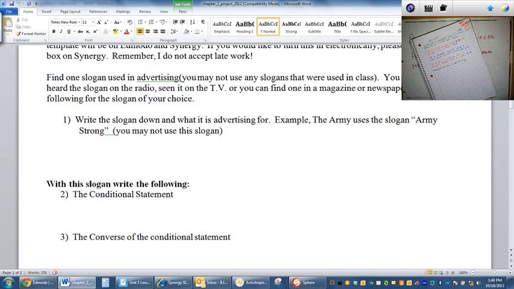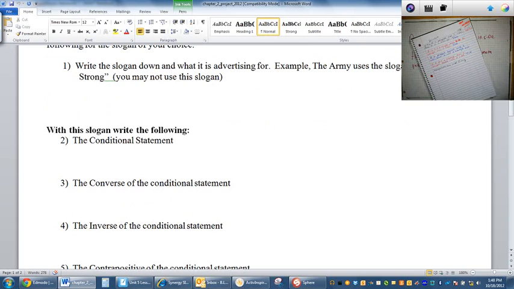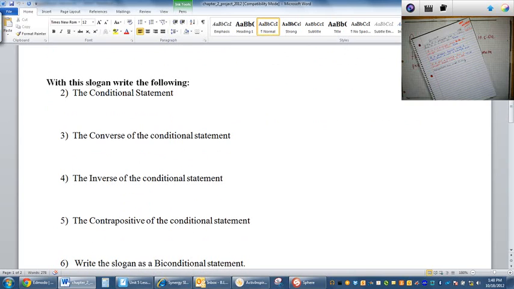All right, the Army uses the slogan, Army Strong. So what would the conditional statement be? The conditional statement that I came up with was, if you're in the Army, then you're Army Strong. It's pretty straightforward, right? So then what it wants us to do is write everything we've learned so far. The converse of that would be, if you're Army Strong, then you're in the Army. The inverse would be, if you're not in the Army, then you're not Army Strong. And the contrapositive would be, if you're not Army Strong, then you're not in the Army.